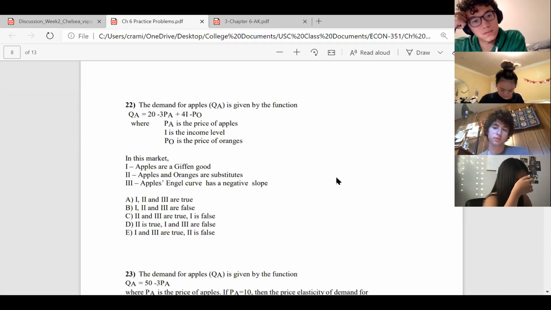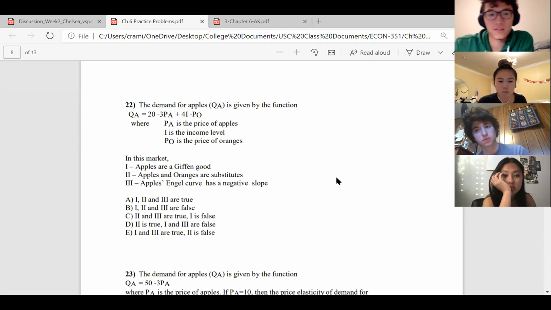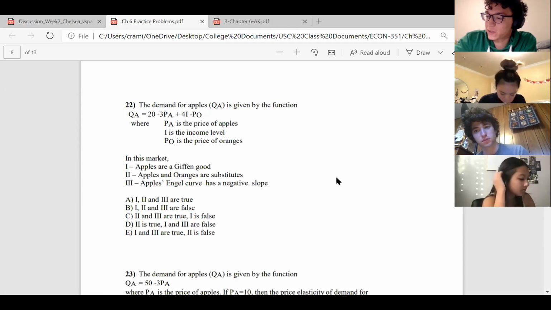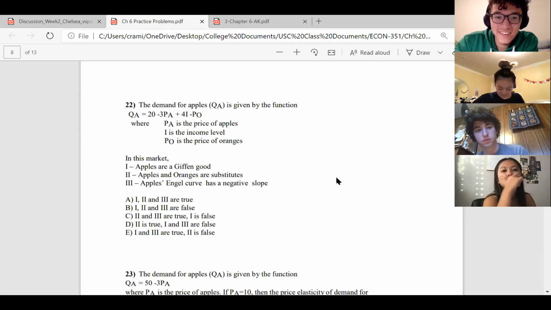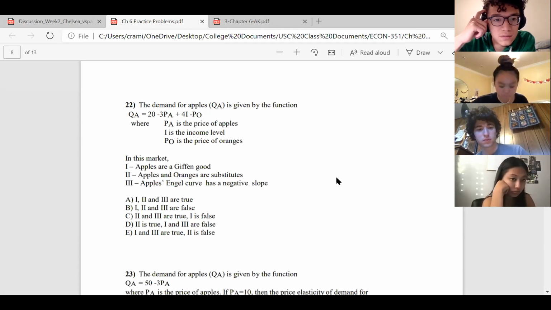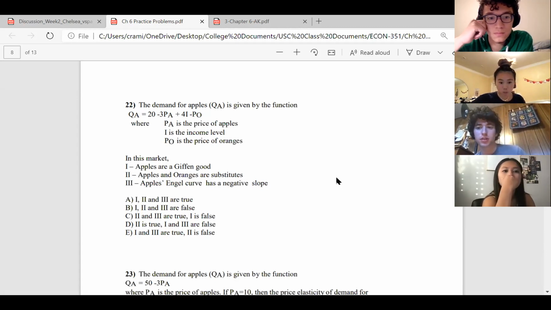20 minus 3 plus 4. I'm going to try and graph it. I feel like you can figure out the 2 because they're both negative, right? So they go the same direction. Or is that... I don't know. Yeah, I think so. That's a good point.